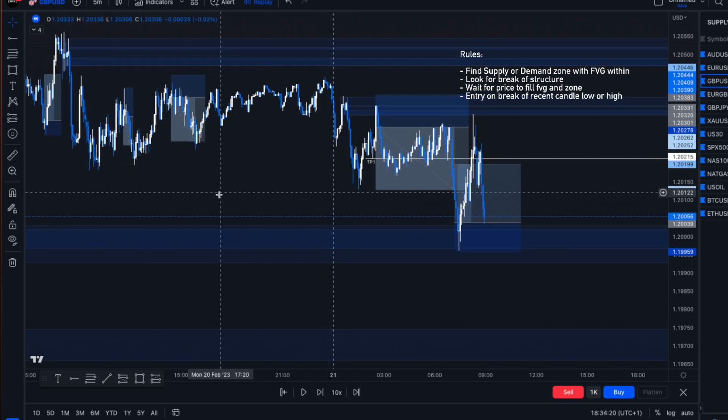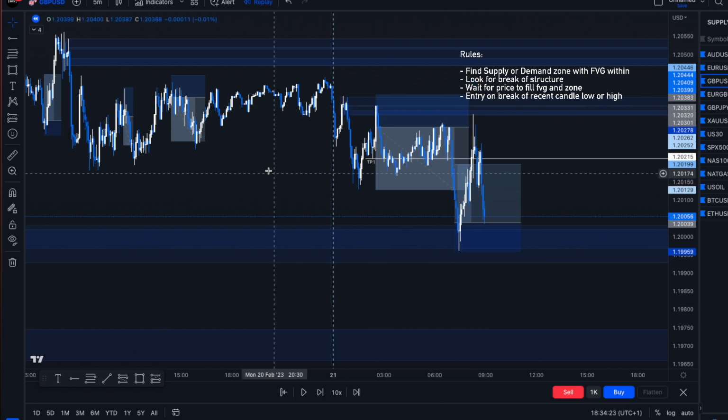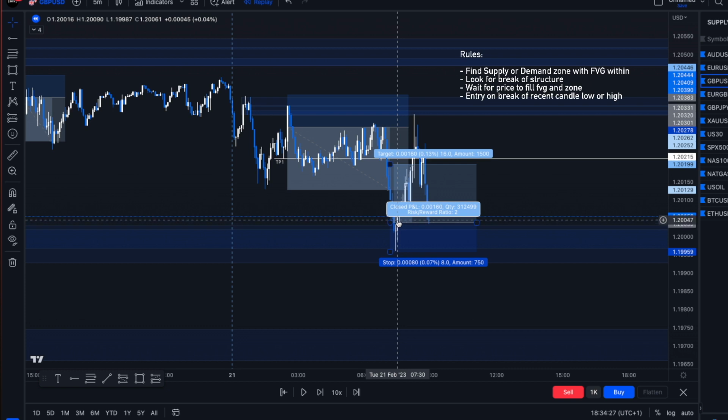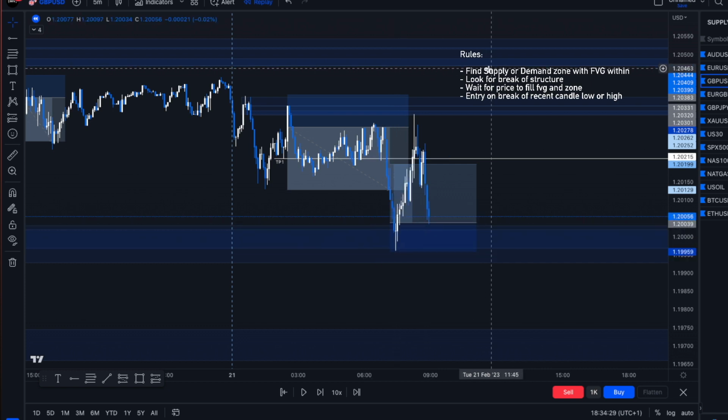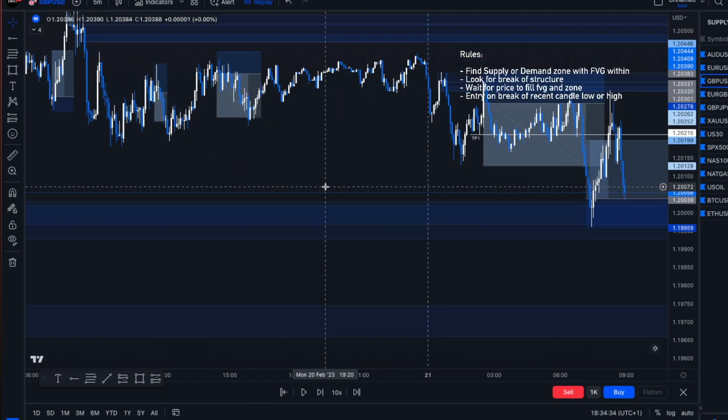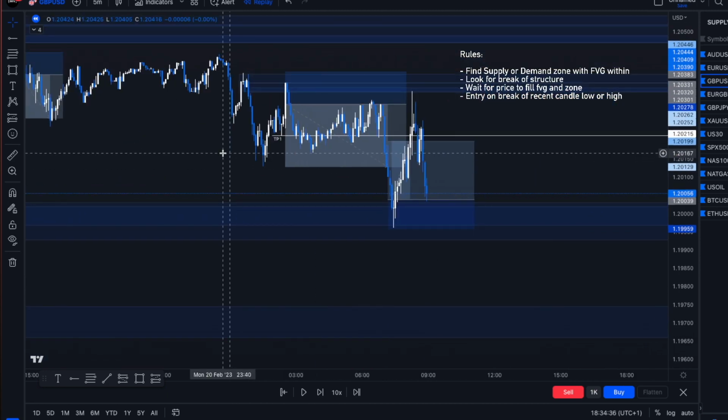Then we wait for the price to fill the zone and the gaps, which we've done. And then enter on a break of a candle high. So as soon as we got a break of a candle high after filling all the gaps, we enter the market. Same as here, same as here, same as here, and here. And that's it. It's that simple.